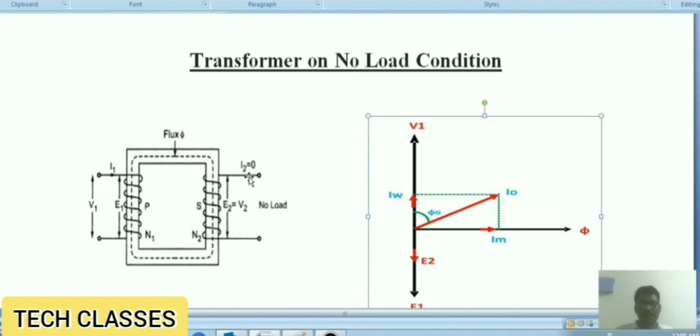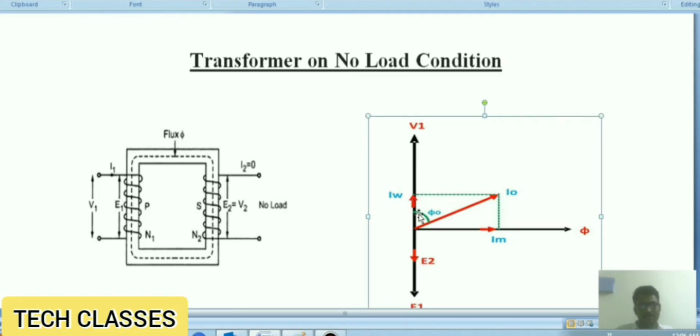Here I2 is equal to 0, which is nothing but the no load current. This no load current is represented in the phasor diagram as I0. This I0 always lags the applied voltage. V1 is the applied voltage, this is the magnetic flux set up in the core, this is E2 and this is E1. So I0 lags the applied voltage V1 by phi naught.